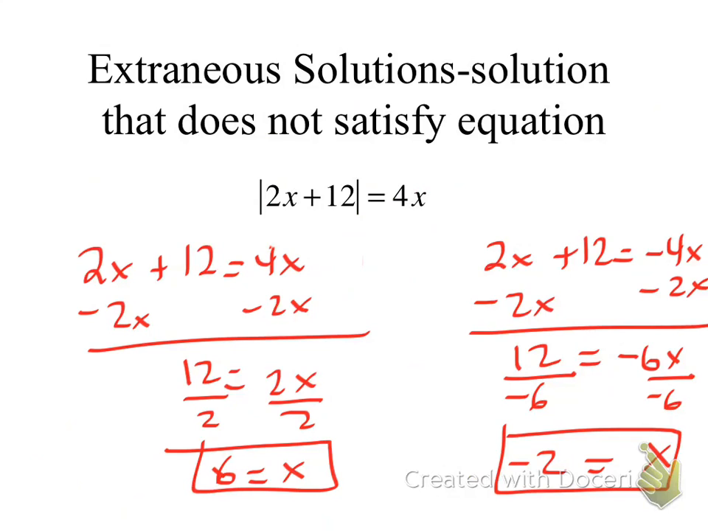Okay, questions? Yes, you should have written that example. You shouldn't just be looking. Yes? If it doesn't work, then you don't put it in a bracket? Right. The only solution would be 6. -2 is considered an extraneous solution.